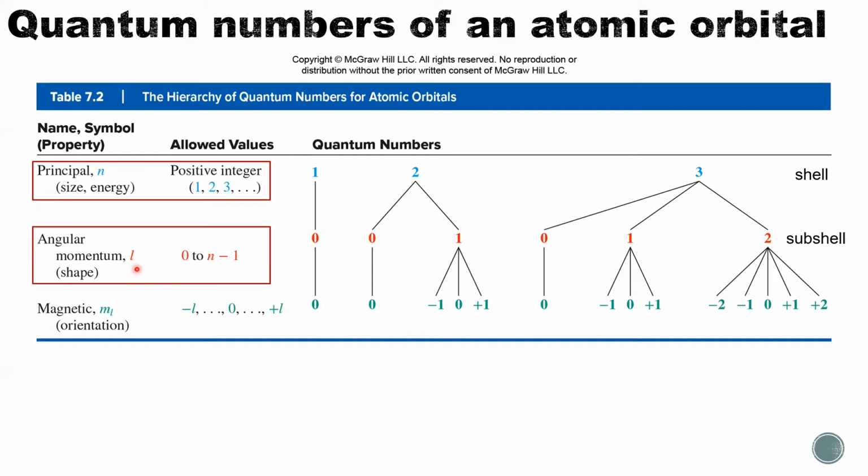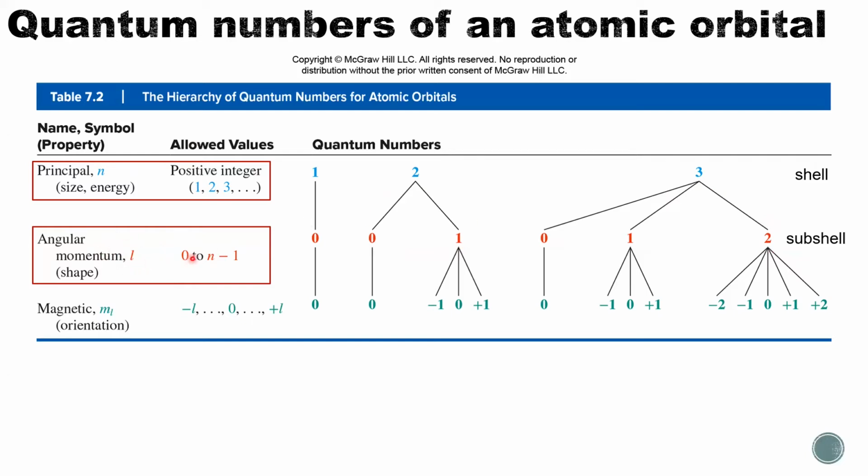For l, we need to know the rule. The l has to be from 0 to n minus 1. So if n equals 1, then l can be 0 to 1 minus 1, which equals 0. So l can only be 0. If n equals 2, then l can be 0 and 1. If n equals 3, then l can be 0, 1, and 2. It's always 1 less than the principal quantum number. And we define the allowed values for l.